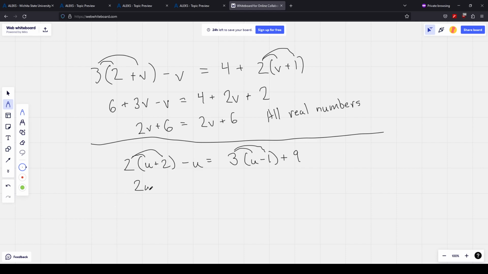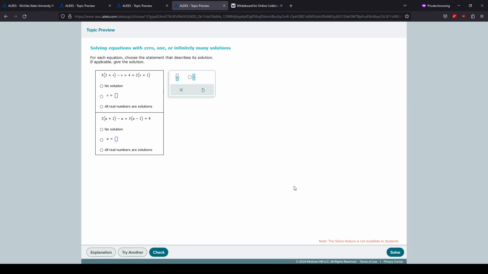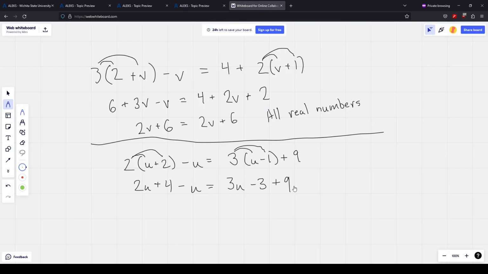2u plus 4 on the left side. Don't forget the minus u that was already there. And on the right, this is going to become 3u minus 3 plus 9. And we're going to go ahead and continue forward from here. I'm going to check something briefly. Yep, all right, didn't make any mistakes on the copying.